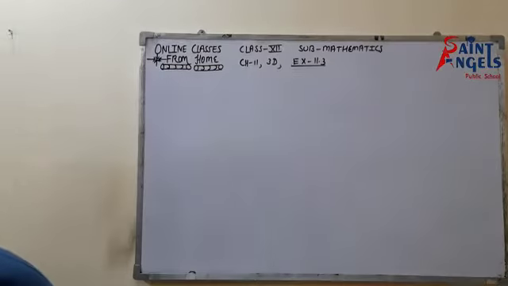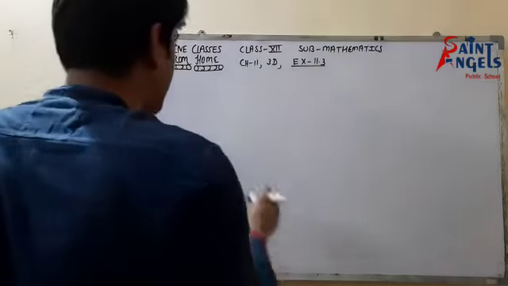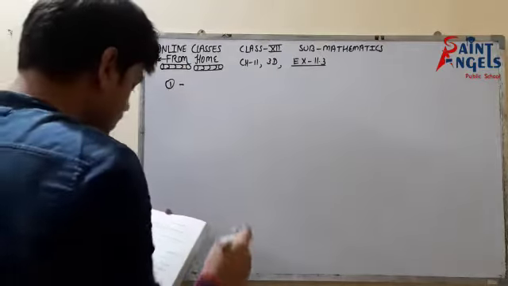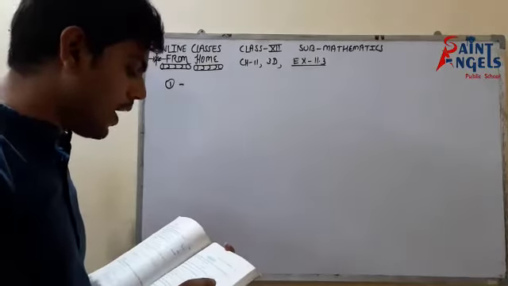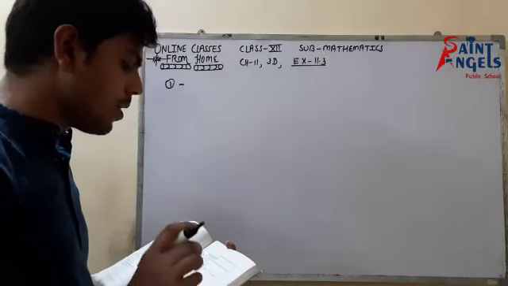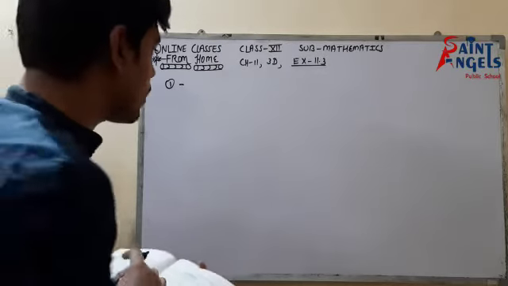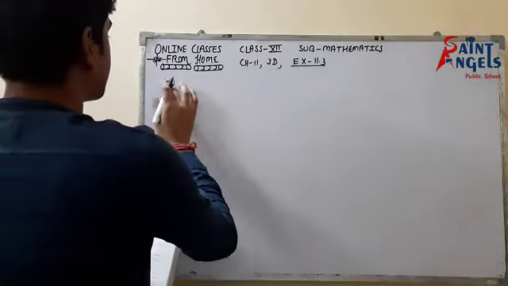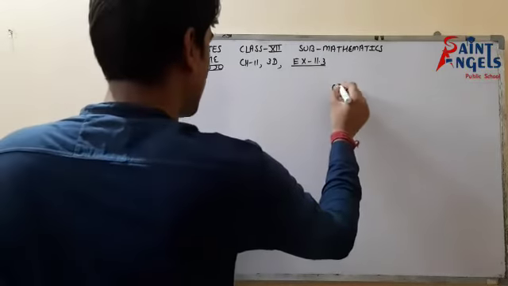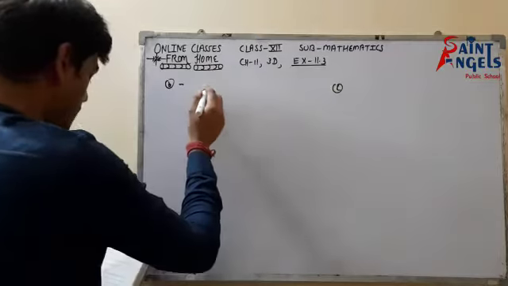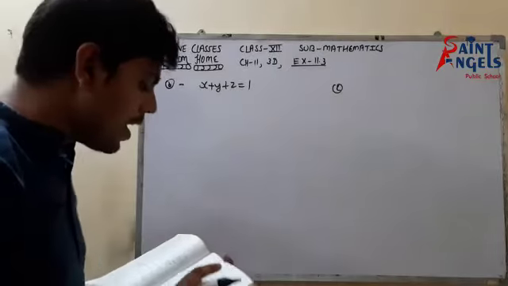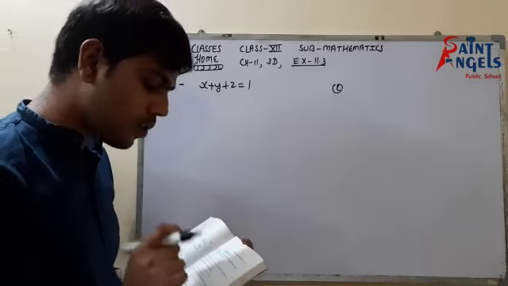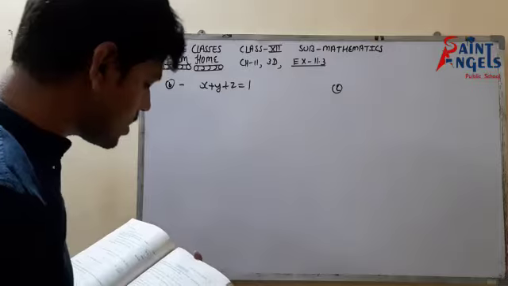The very first question of the exercise is exercise 11.3, question 1. There are 5 parts in the first question, and in all these parts you have to find the direction cosines of the normal to the plane and the distance from the origin. Suppose I am taking the B part and the C part to solve. The first part and D part you would do. So the B part is x plus y plus z equals 1.